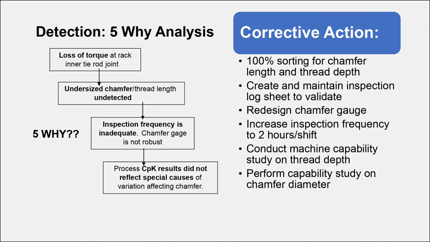So the first is 100% sorting for the chamfering length, the taper length and thread damage. Secondly, we can create an inspection log sheet to validate whether everything is within the specification or not. We can redesign the chamfer gauge so that it gives the right value and there is no variation in the result that is coming. Maybe the inspection frequency can be increased, or we can do a machine capability study to see whether the machine is actually performing correctly or not, or we can also do a process capability study on the chamfer diameter, and the intent is to see whether it is giving the right result or not. That can be another thing that can be done.